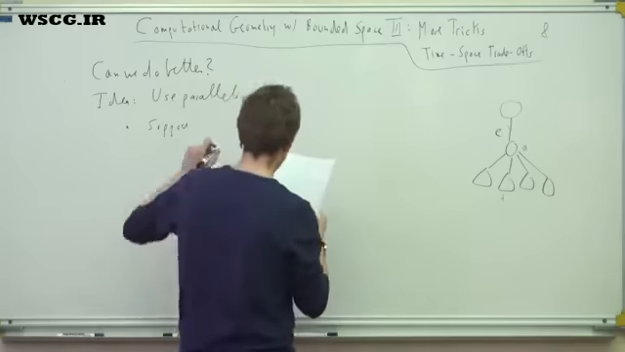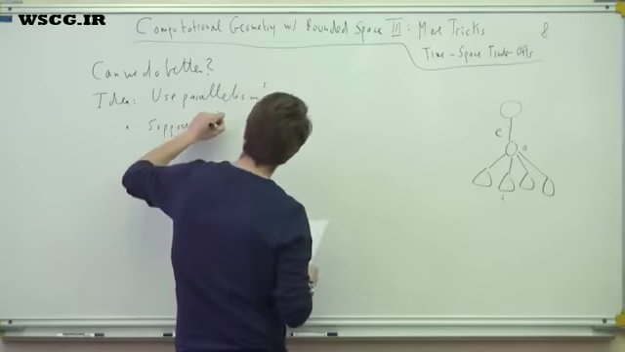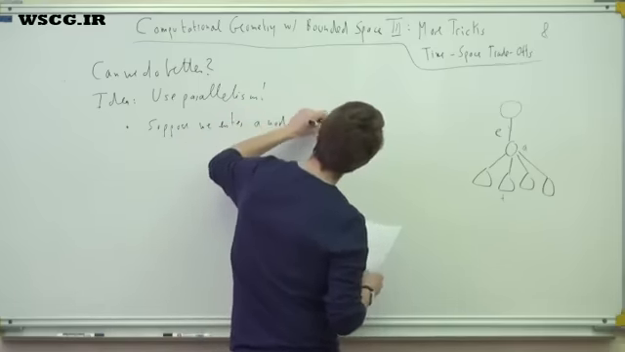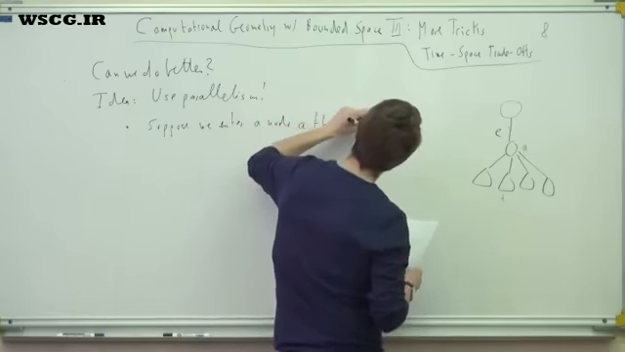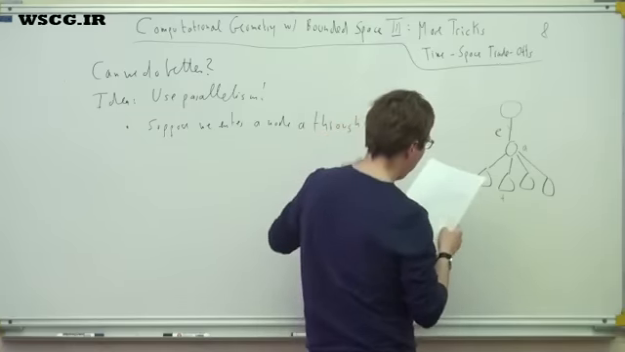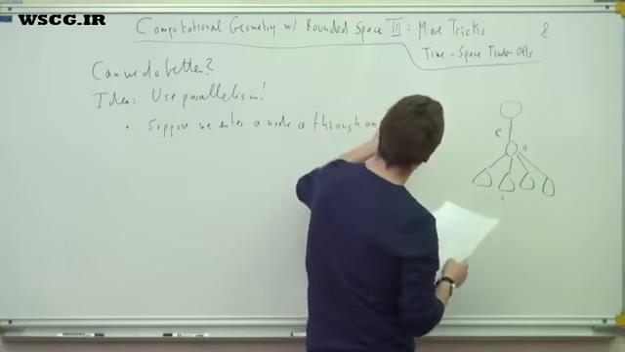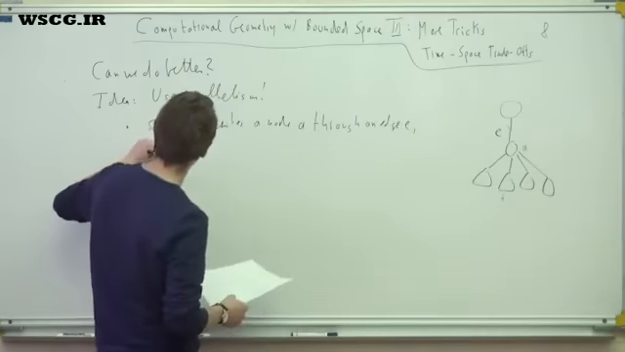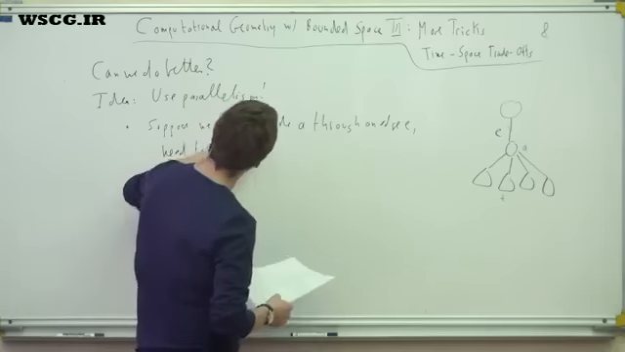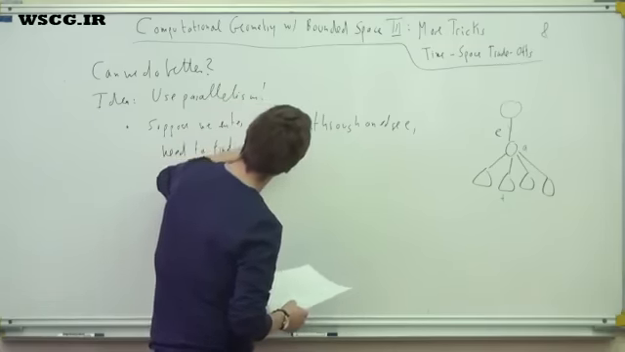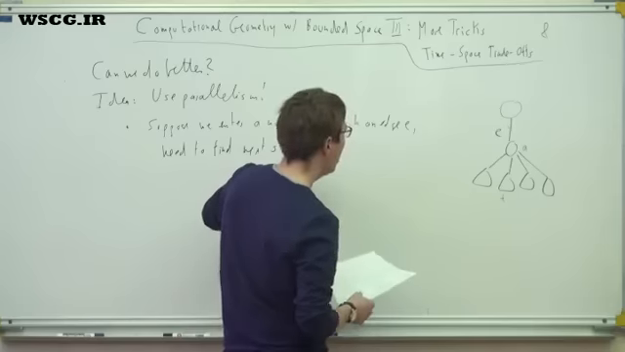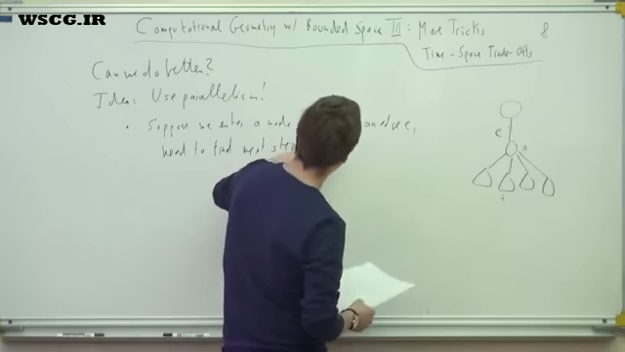So suppose we enter a node A through an edge E, and what we need to do is find the next step to T.